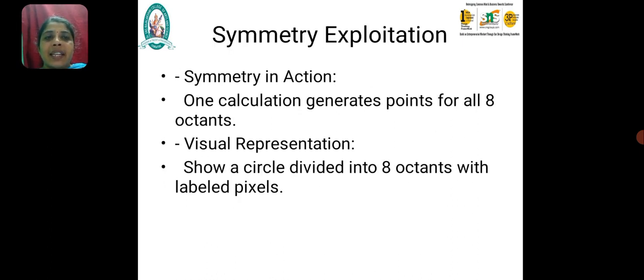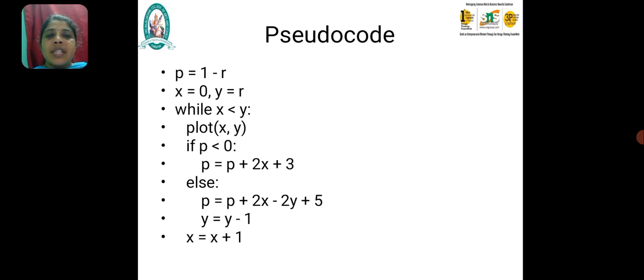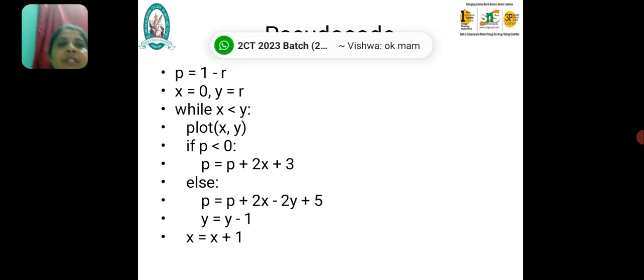Next, symmetry in action means one calculation generates points for all 8 octants. There are 8 combinations of values to move from one circle point to another. It shows a circle divided into 8 octants with a labelled picture. We have to label the picture clearly: left, right, top, bottom. Like that we have to clearly mark the pictures. So this is the algorithm for calculating the circle, the midpoint and its importance.